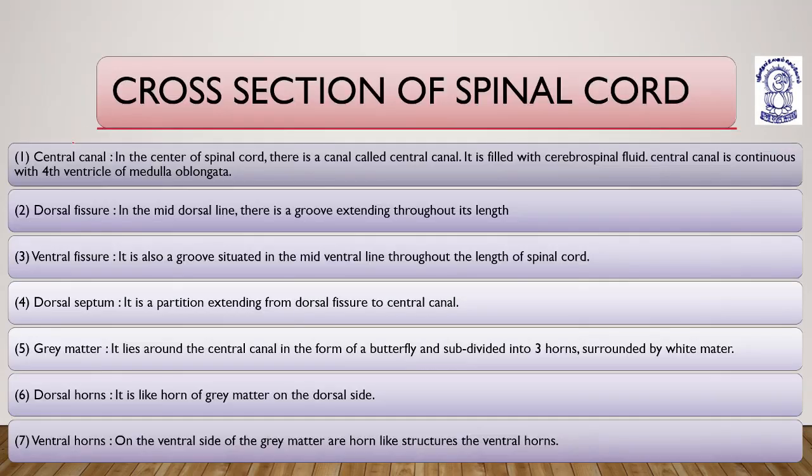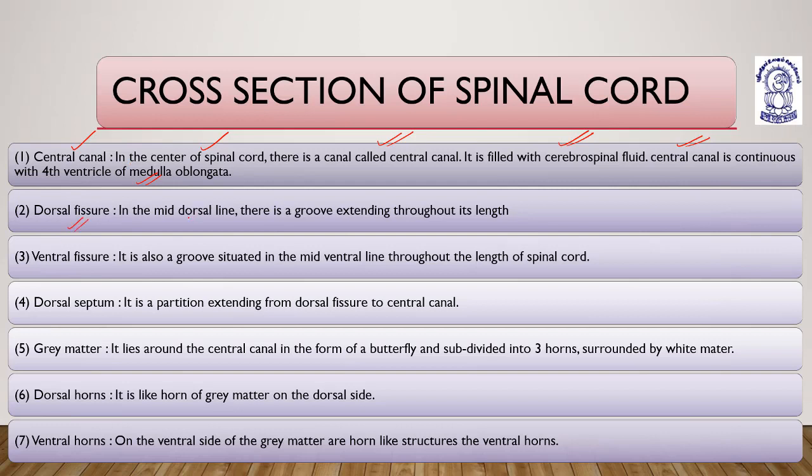Cross section of spinal cord. Central canal. In the center of spinal cord, there is a canal called central canal. It is filled with cerebrospinal fluid. Central canal is continuous with fourth ventricle of medulla oblongata.